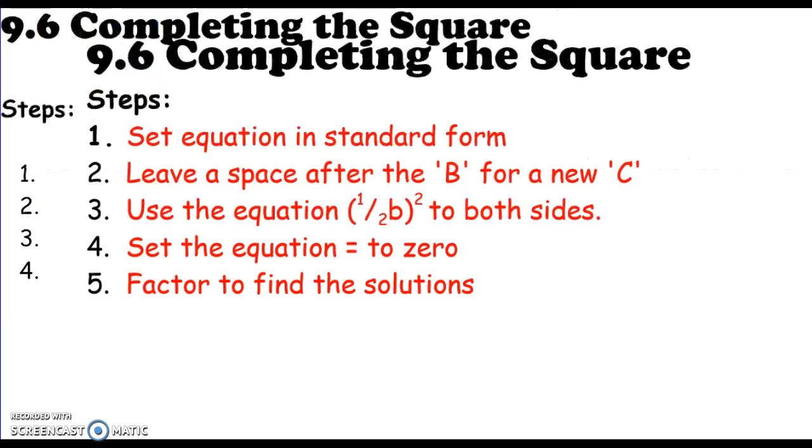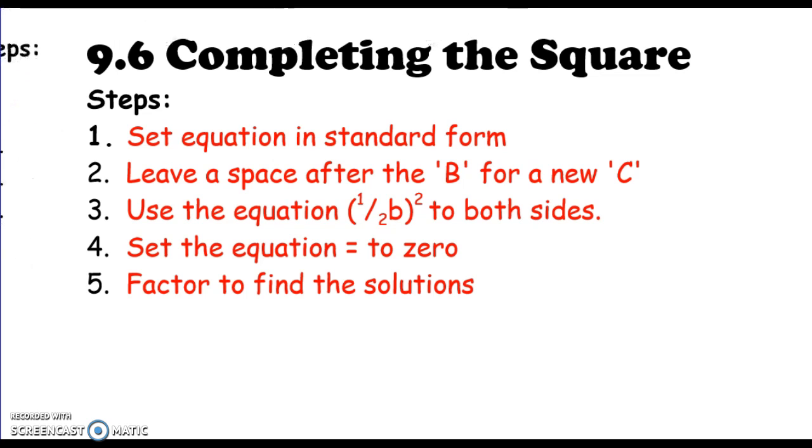So to complete the square, there are 5 steps. The first step is to set the equation in standard form. The second step is to leave a space after the b for a new c. And then you're going to use the equation of 1/2 of b squared and do that to both sides. You're going to set the equation equal to 0 and factor to find the solutions.